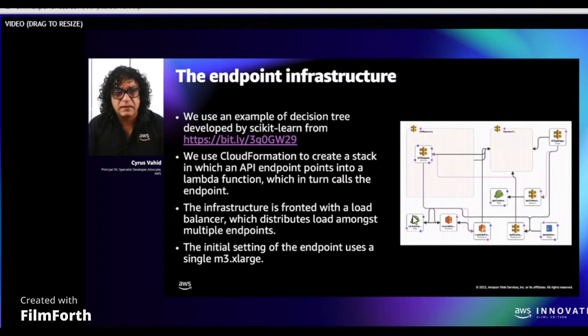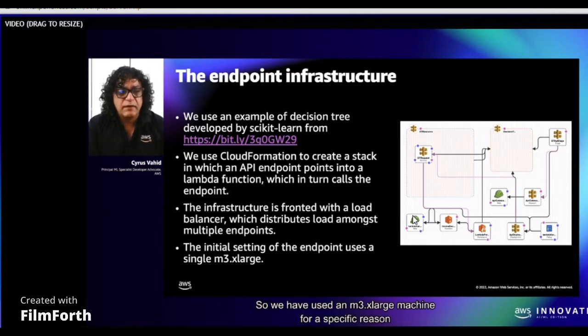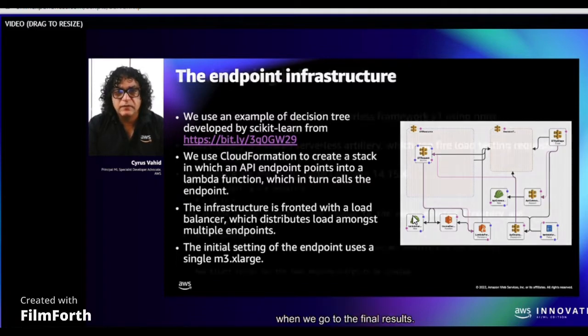in SageMaker. And then we start with a single machine, and then we're going to do autoscaling and see what impact autoscaling is going to have in the load testing that we do. We have used an M3 XLarge machine for a specific reason: we wanted a machine that is optimized for memory, in order to show you what insights it can give us when we go to the final results.